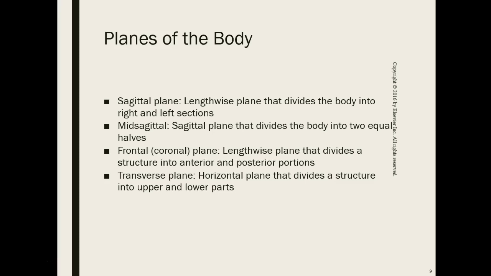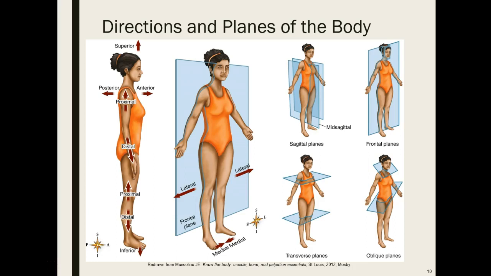And then our transverse plane is a horizontal plane that divides a structure into upper and lower parts. So imagine that you run a line from hip to hip, up above, and then down below. So superior, inferior, or upper or lower. Here's a diagram just depicting all of those different planes.